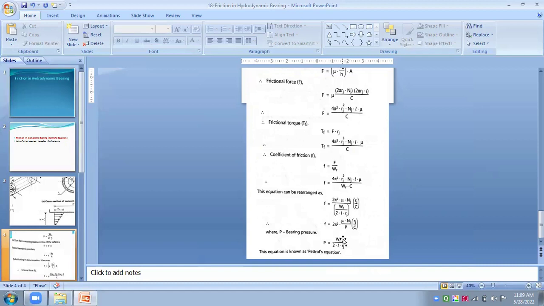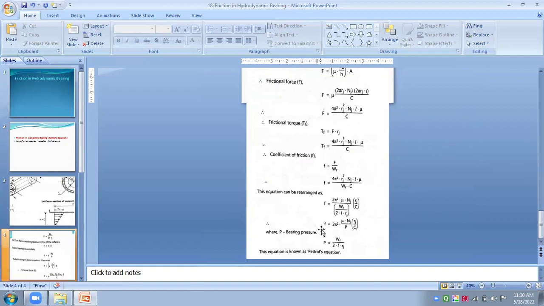This equation shows that the coefficient of friction is directly proportional to the journal speed and viscosity of the lubricant, while it is inversely proportional to the radial load. Lastly, this equation can be used to provide a quick solution for the frictional effect in concentric journal bearings.